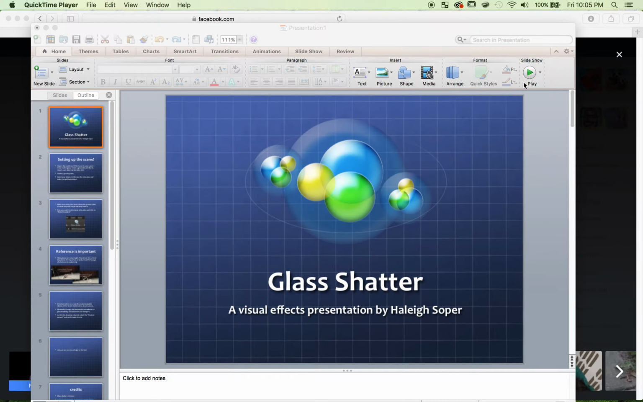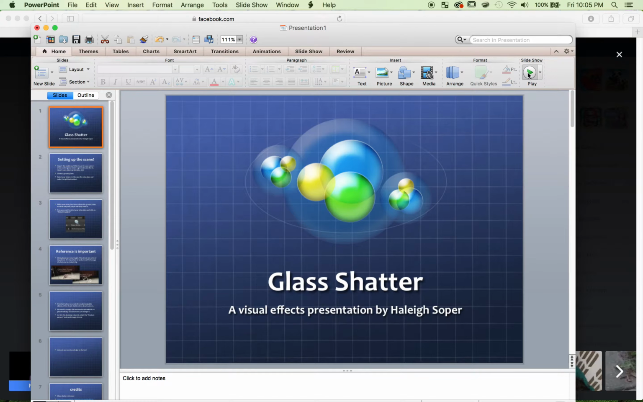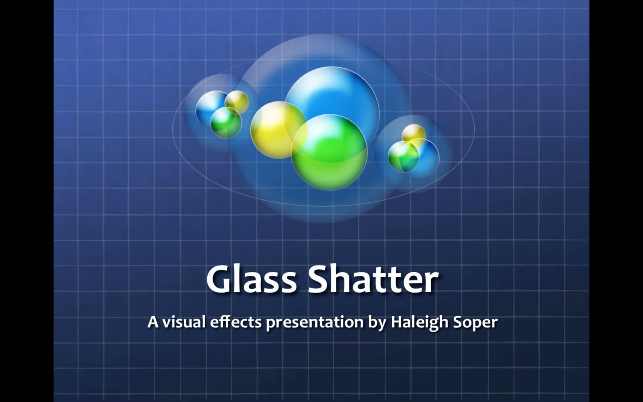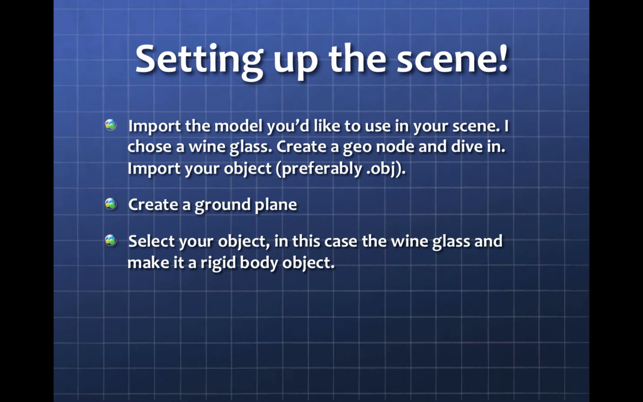Hello. So I'm going to show you how to do a glass shatter in Houdini. The tool I decided to work with is the Make Breakable button. So I went ahead and found a geometry of a wine glass and I made it breakable, and I'm going to show you how I got through that process.